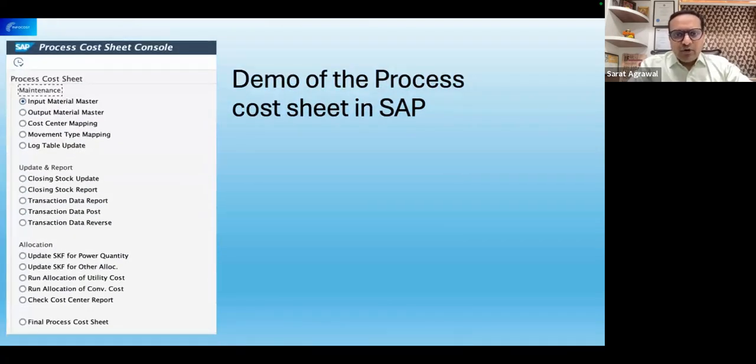So this is the demo of the total process cost sheet console, wherein in the first section we have done the maintenance. In the second section, we have done the update part. And in the third section, we have done the allocation part. And in the fourth section, that is the final section, wherein we have done the final process cost sheet part.